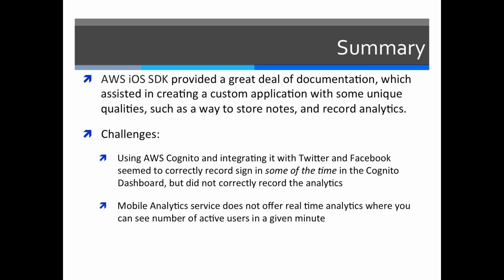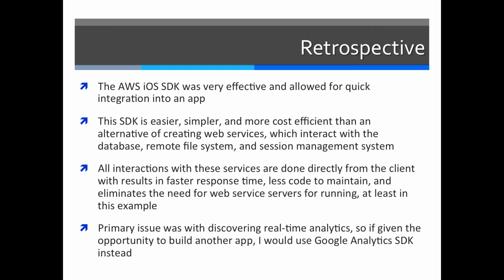Also, some of the challenges of using the iOS SDK was that the AWS Cognito and integrating it with Twitter and Facebook seemed to not correctly record sign-ins some of the time, as seen on the Cognito dashboard, as I alluded to already. And the mobile analytics does not offer real-time analytics where you can see an active number of users on any given minute. In retrospect, the AWS iOS SDK was very effective and allowed for quick integration into an app.